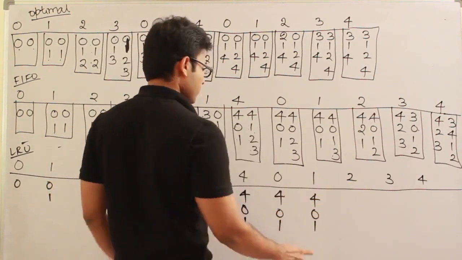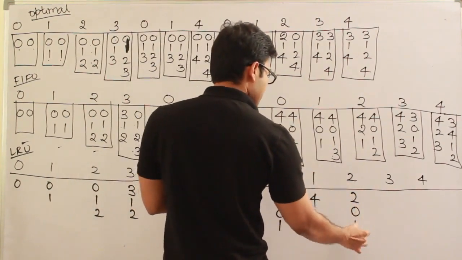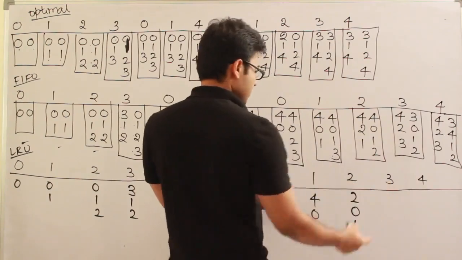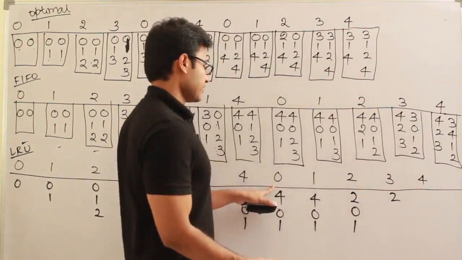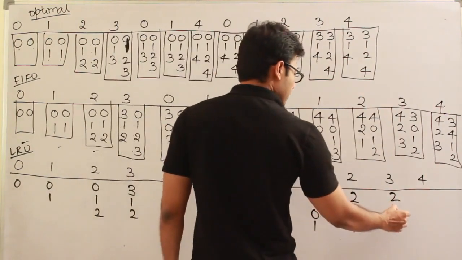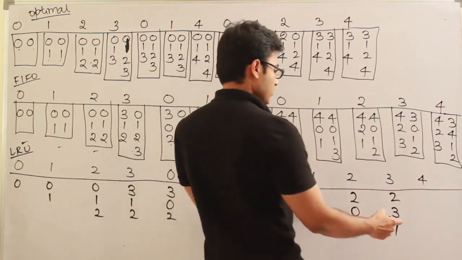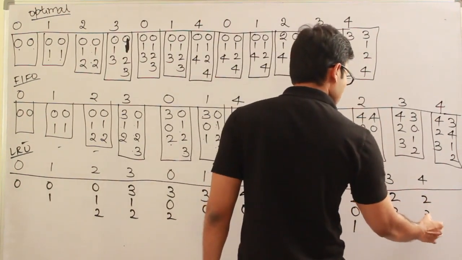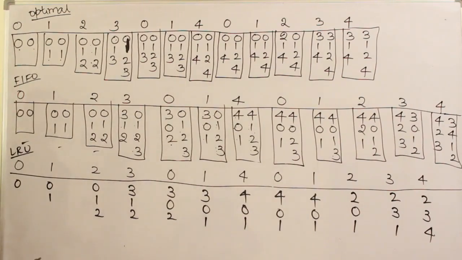And then 2 is required. Which one is least recently used? 4 is least recently used, therefore 4 is replaced. And 3 is required. Which one is least recently used? 0, right? Therefore 2 3 1, and again 4 is required. Which one is least recently used? 1. So 2 3 4. Got it? Now let's see the same one with 4 frames.